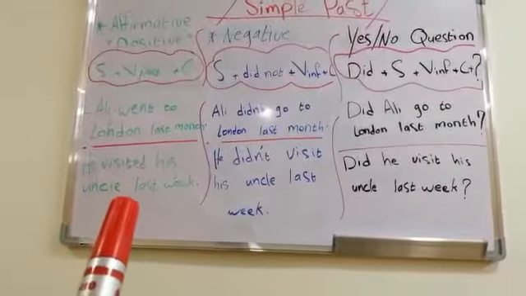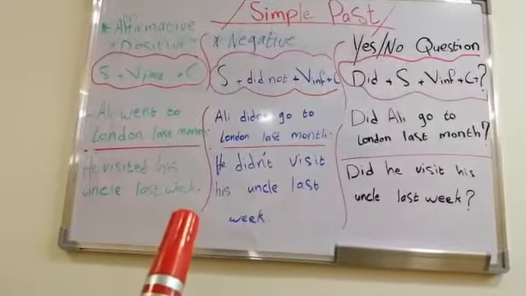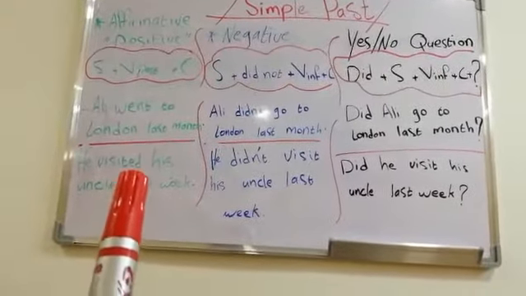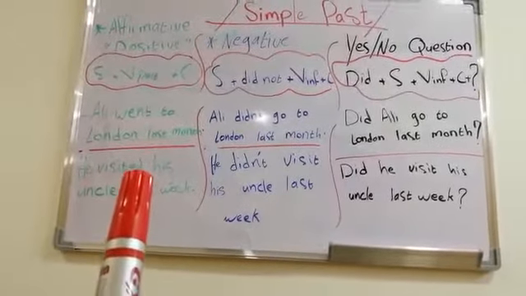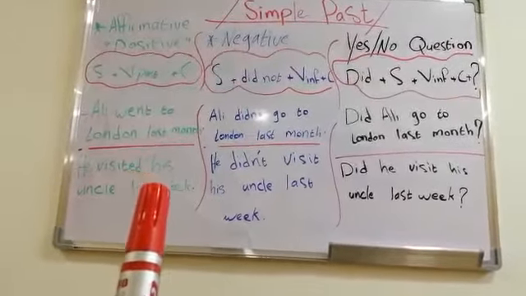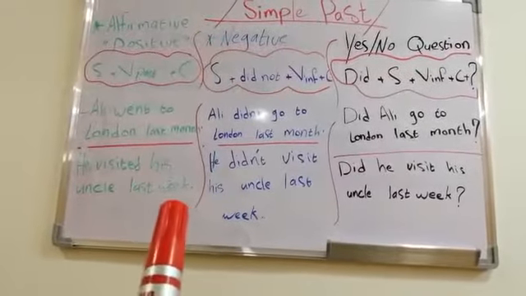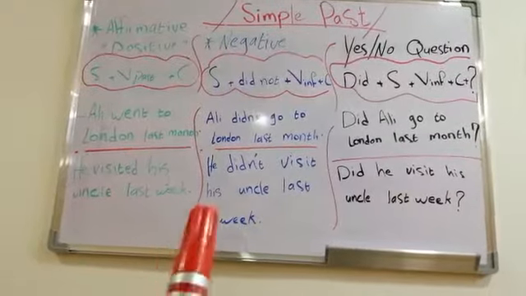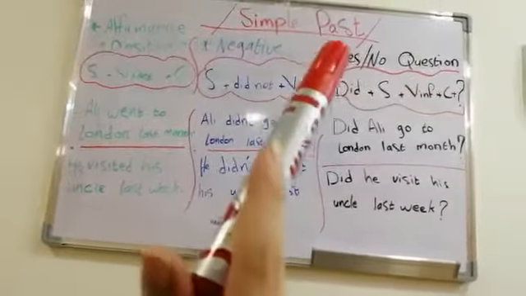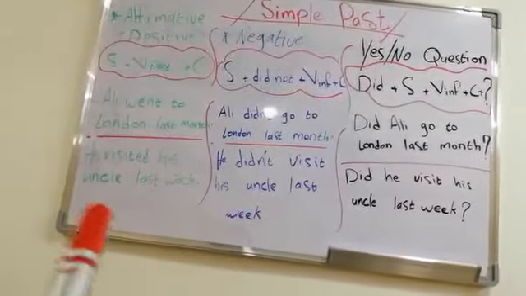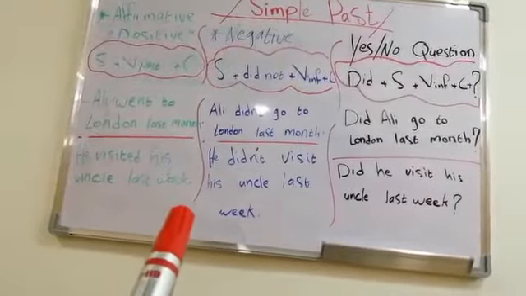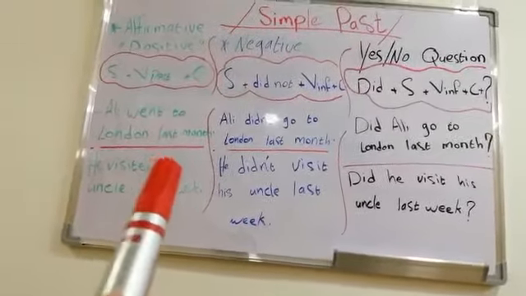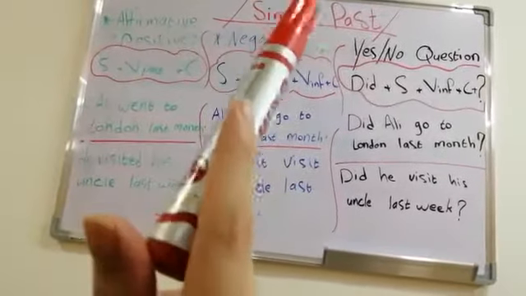He visited his uncle last week. He visited. Here we have ed. It is regular form of the past tense. So last week also is a keyword that tells us that the tense of the sentence is past.